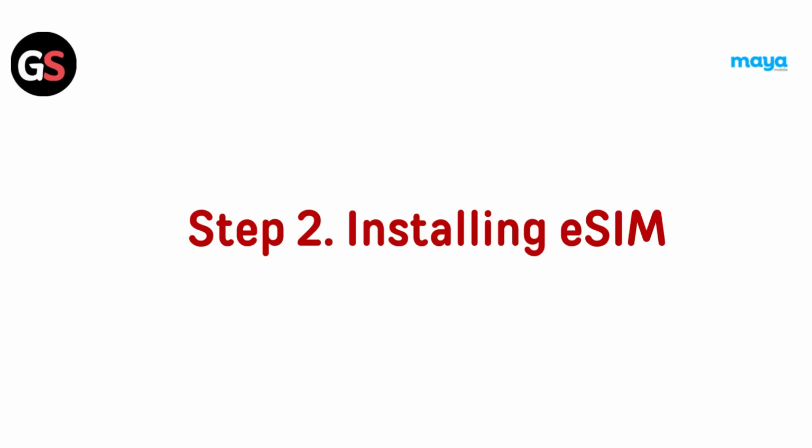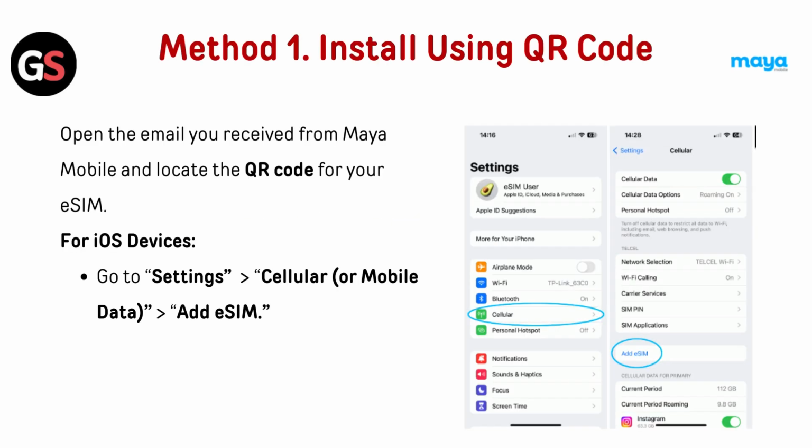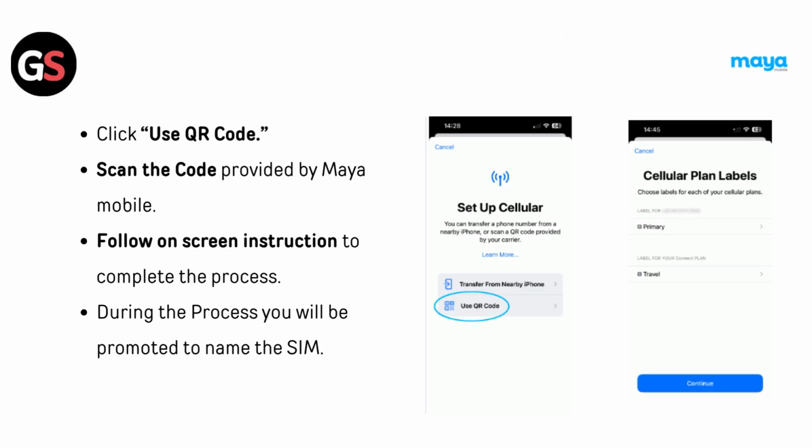Step 2. Installing eSIM. Method 1. Install using QR code. Open the email you received from Maya Mobile and locate the QR code for your eSIM. For iOS devices, go to Settings, then Cellular or Mobile Data, then tap on Add eSIM. Click Use QR code, scan the code provided by Maya Mobile, follow on screen instructions to complete the process.